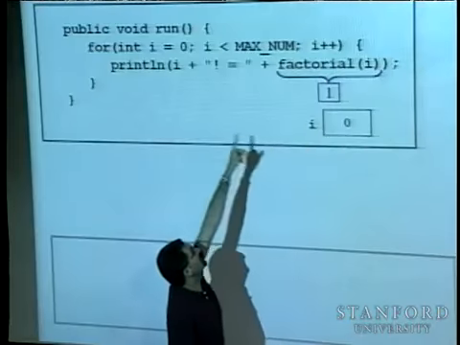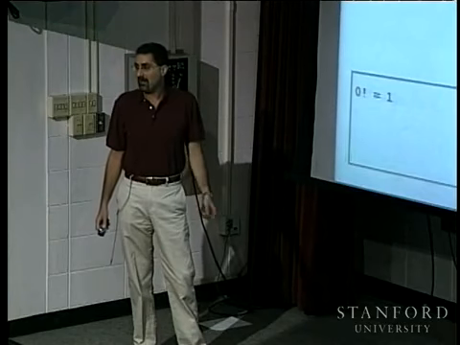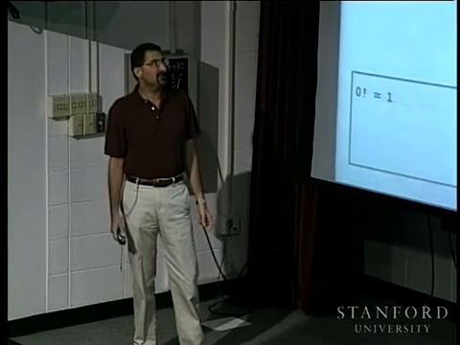Okay? So that 1 gets returned, and we say, hey, now I can actually write something out to the screen because I got a value of 1 back from factorial of 0, and that's what I write out. 0 factorial equals 1. All right? One more time, just for good measure.